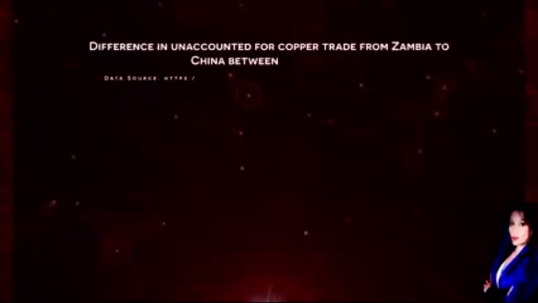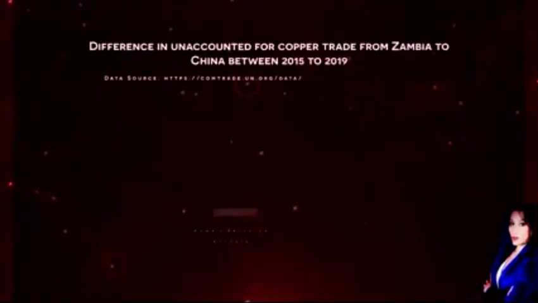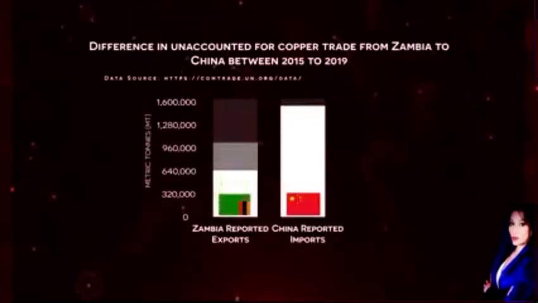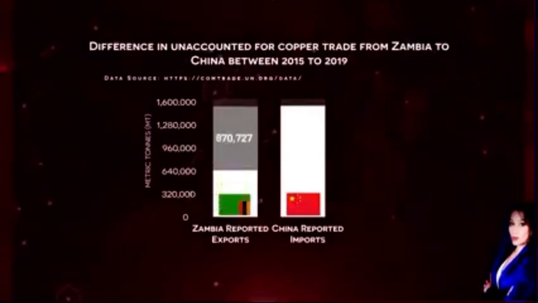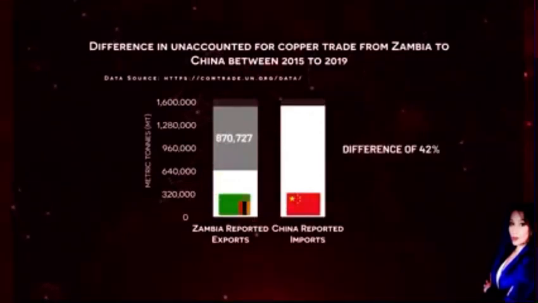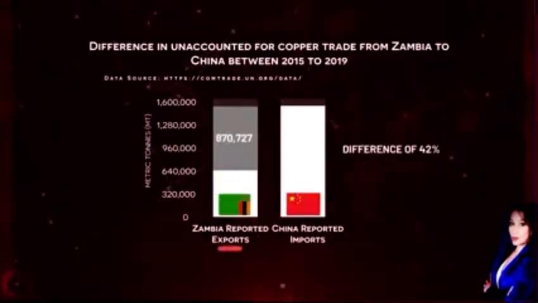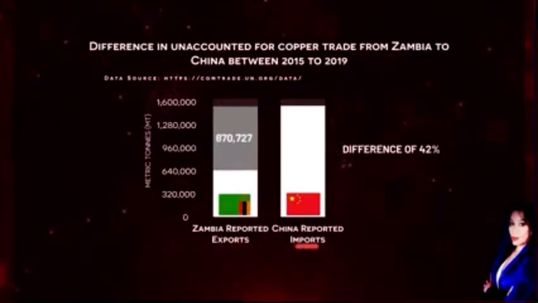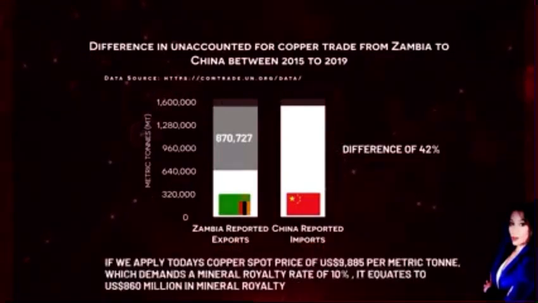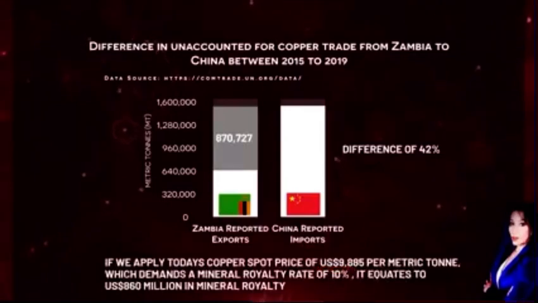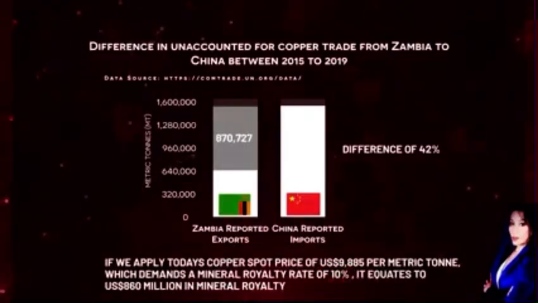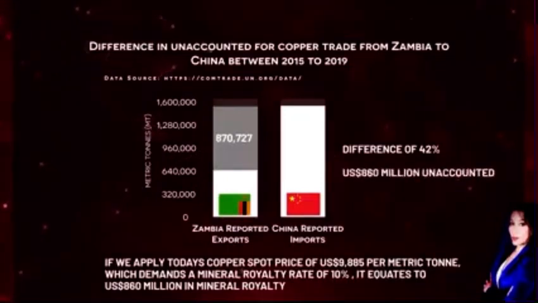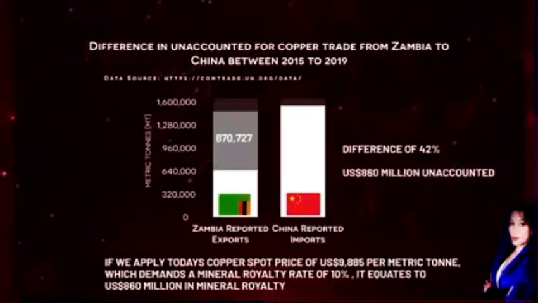During the same period, 2015 to 2019, the data reveals a difference of unaccounted for trade of 870,000 metric tons, which is a difference of 42% of what was reported as exported versus imported. If we apply today's copper spot price of $9,885 per metric ton, which demands a mineral royalty rate of 10%, it equates to $860 million in mineral royalty.